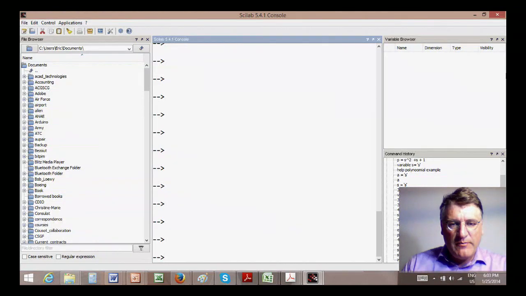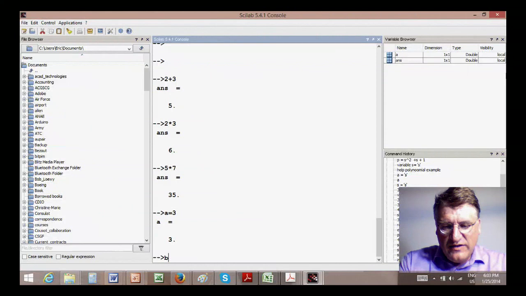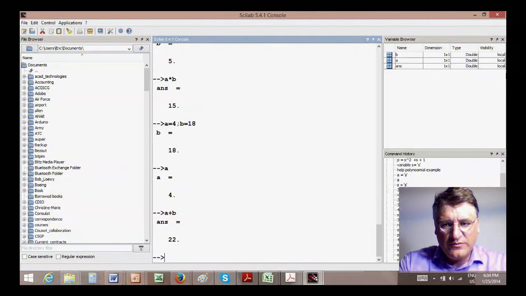We can enter numbers, so we can say 2 plus 3, and we get 5. 2 times 3 is equal to 6. 5 times 7 is equal to 35, etc., etc. We can enter numbers and variables. A equals 3, B equals 5. 8 times B is equal to 40. We can enter them faster. For example, A equals 4, B equals 18. And what we get is that both of them are being defined, even though only B appears, since A is indeed equal to 4, and A plus B is properly equal to 22.